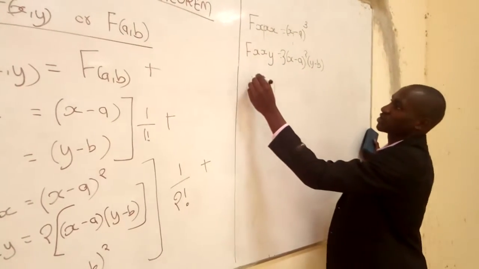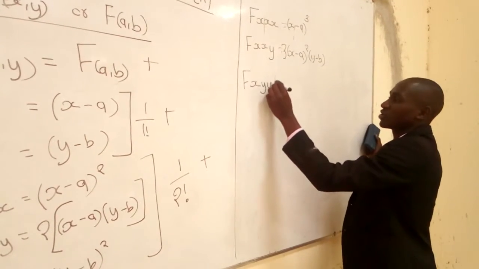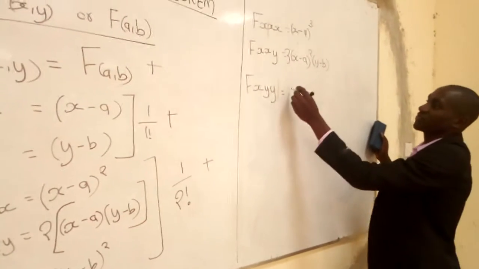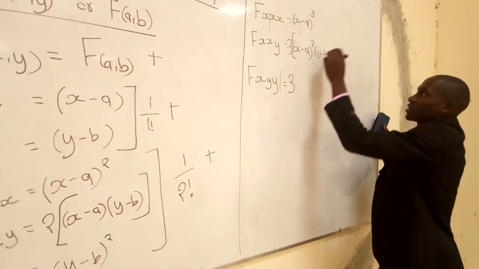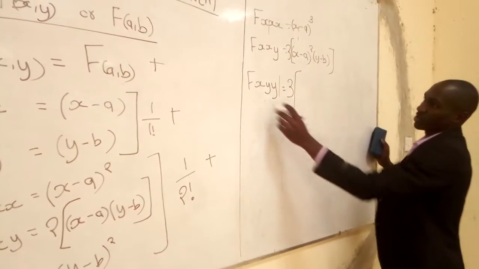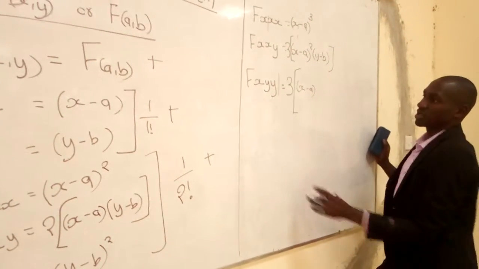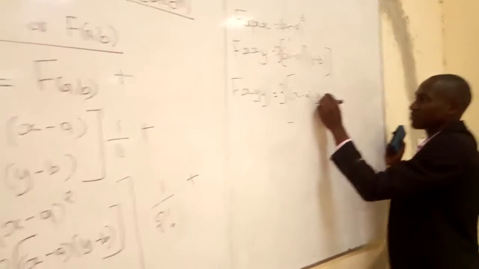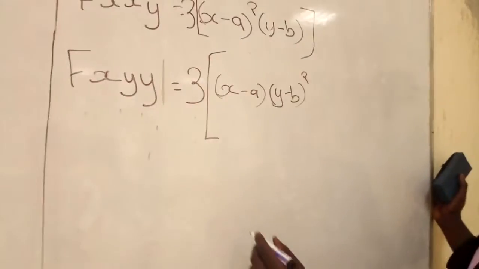Then you move for the x and y. Also from linear algebra, you shall have 3. You shall have 3 opening brackets. For the x alone, we have x and we have 2 y's. So this will be y minus b, squared. Then you close.